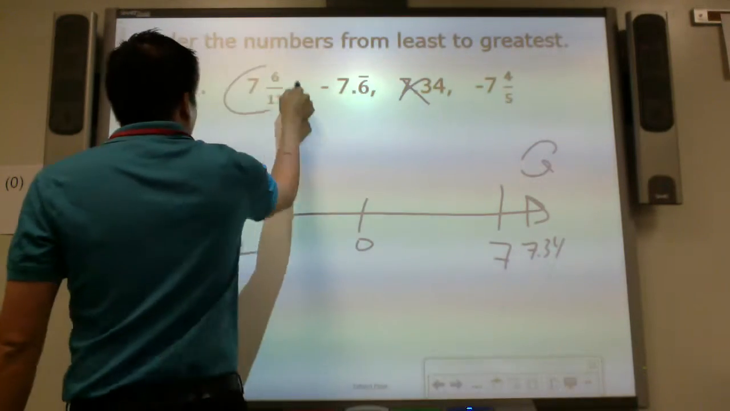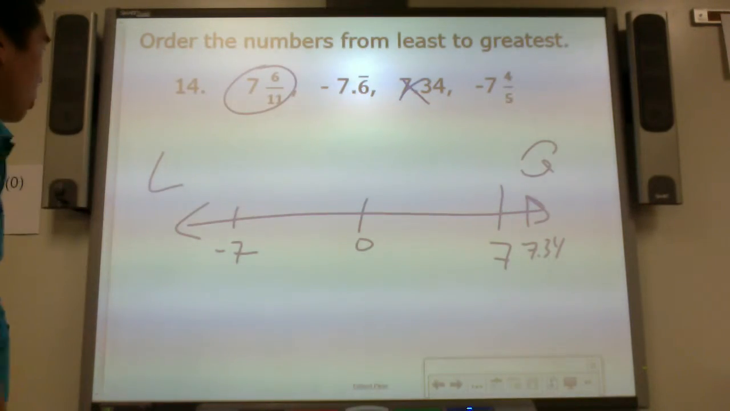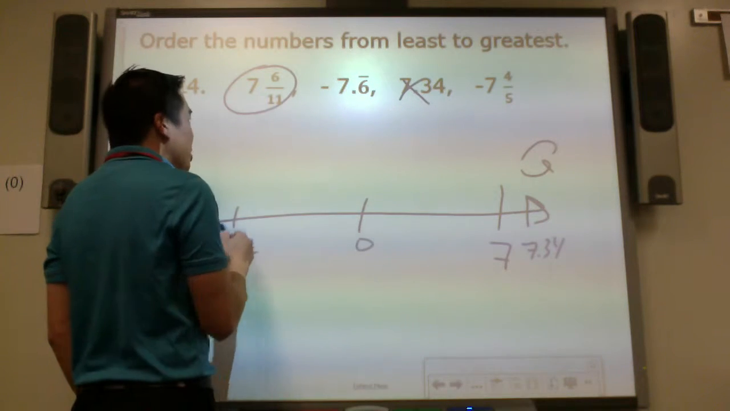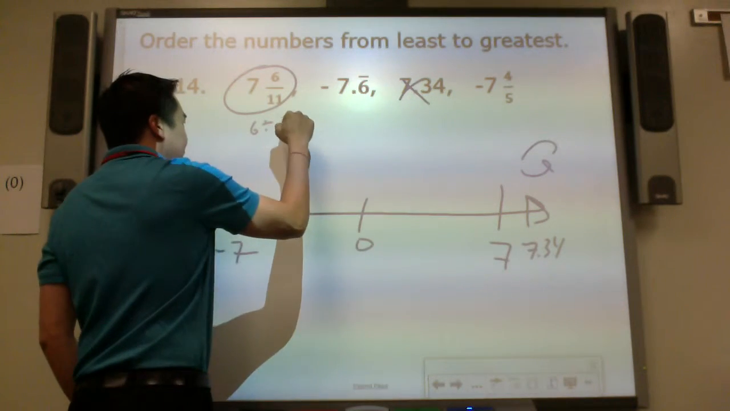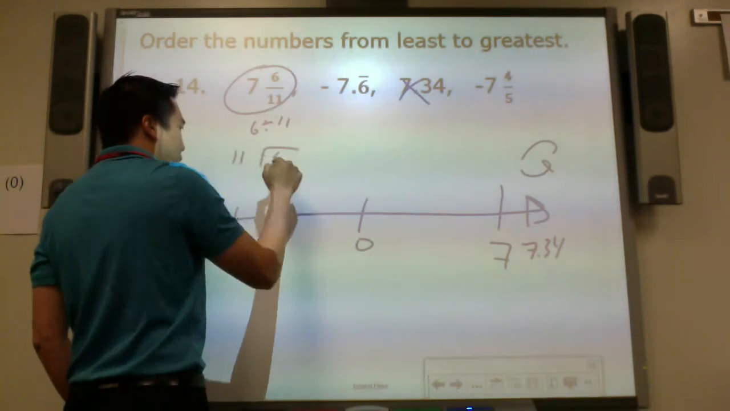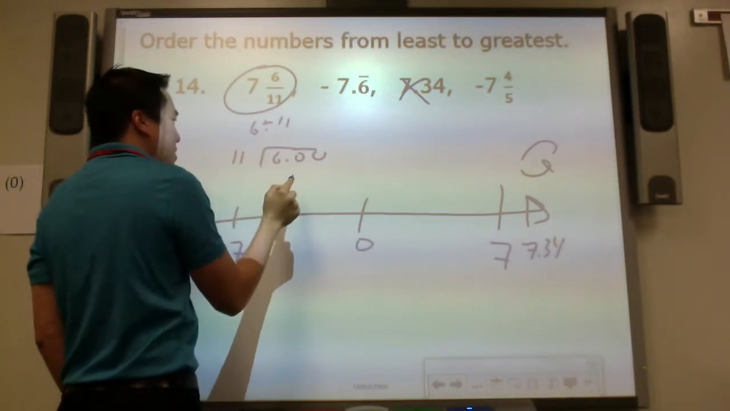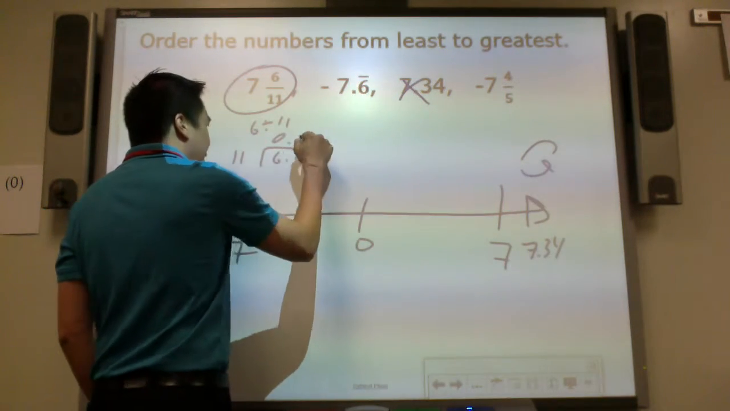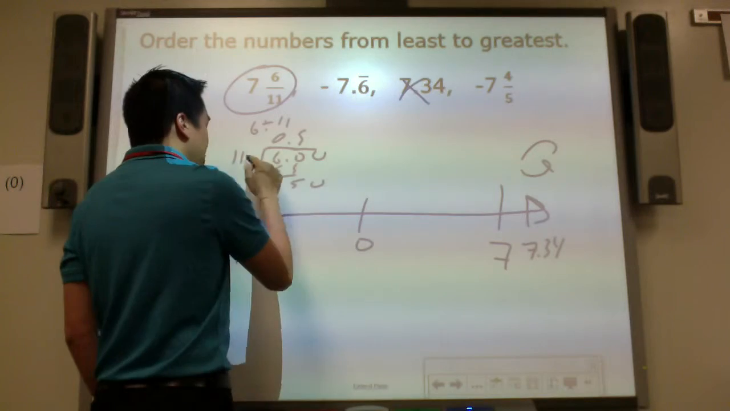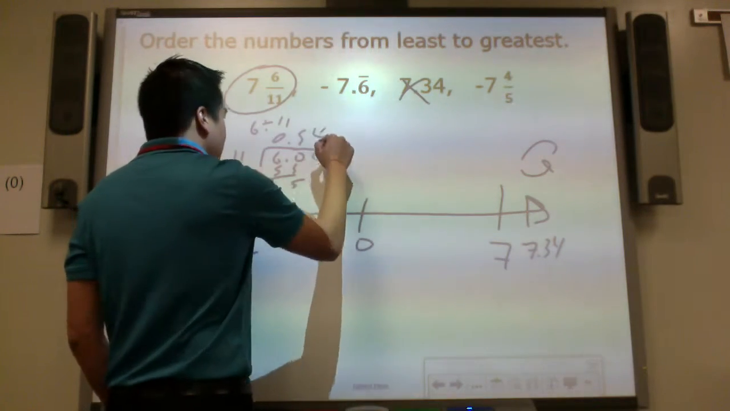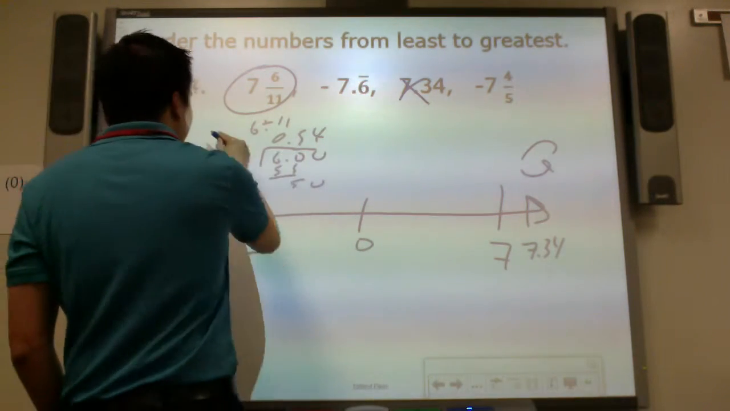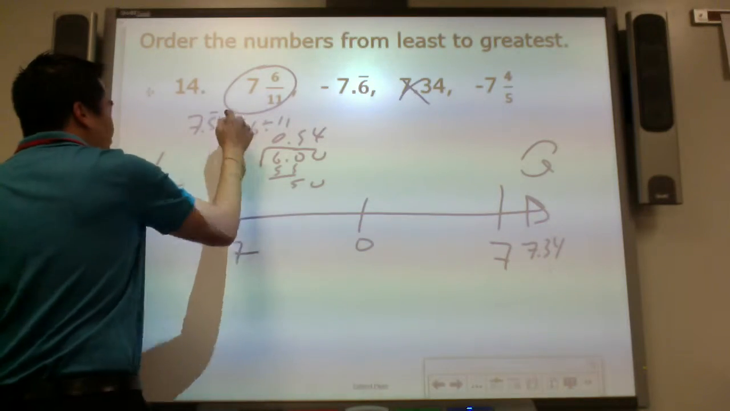Other positive is this one. Where would I go? Well, I can turn this fraction into a decimal. 6 divided by 11. 6 divided into 11 parts. How many groups of 11 go in 60? 5 times. How many groups of 11 go in 50? 4 times. So it's going to be about 7 and 54 hundredths.